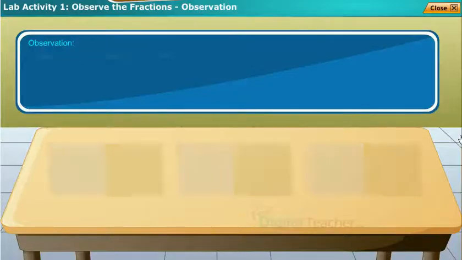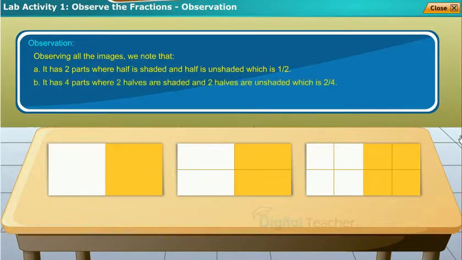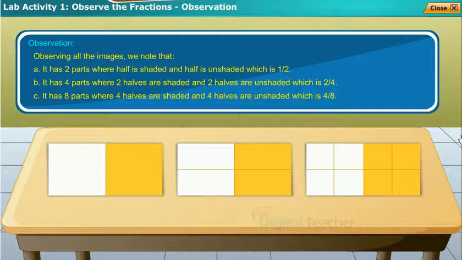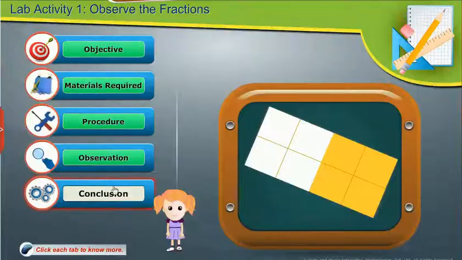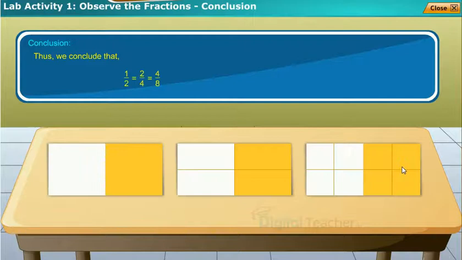Observation. Observing all the images, we note that it has 2 parts where half is shaded and half is unshaded, which is 1 by 2. It has 4 parts where 2 parts are shaded and 2 parts are unshaded, which is 2 by 4. It has 8 parts where 4 parts are shaded and 4 parts are unshaded, which is 4 by 8. Conclusion. Thus we conclude that 1 by 2 is equal to 2 by 4 is equal to 4 by 8.